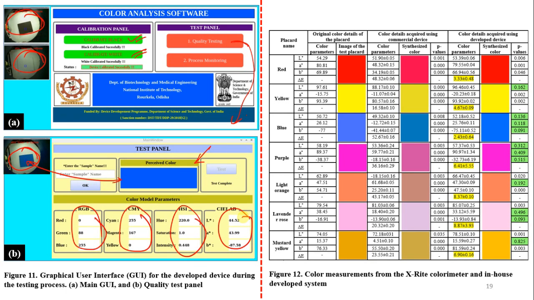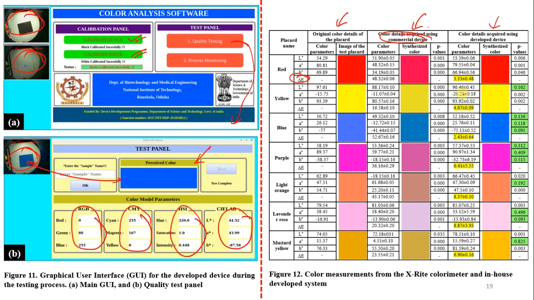So again, what we did is that we developed these placards using some standard color parameters. Then we took the printout, and these are the color details that have been acquired from the commercial device, and lastly the color details that have been acquired from the developed device over here. So we have taken these, and then we have calculated delta E.